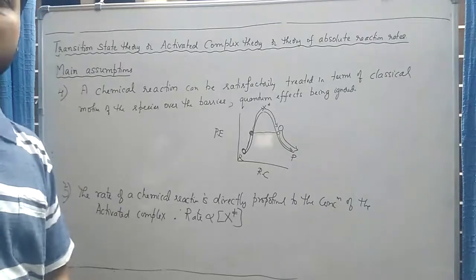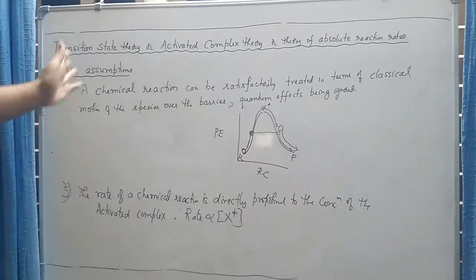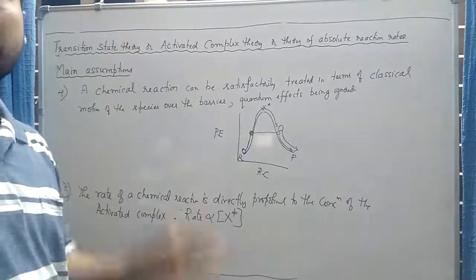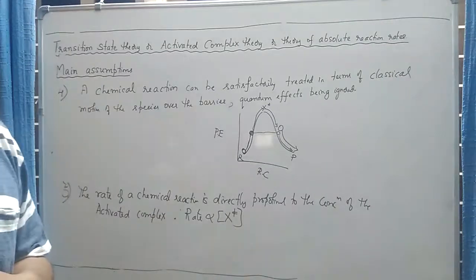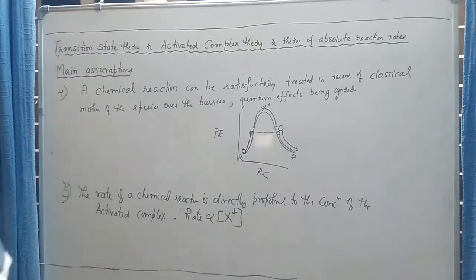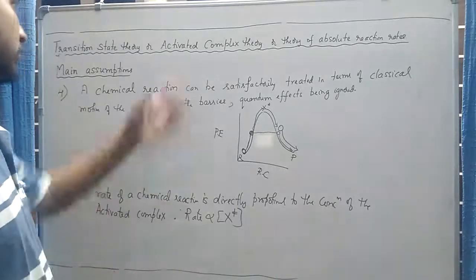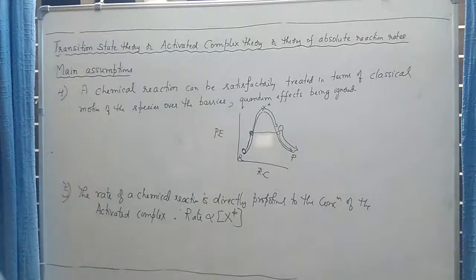There are two approaches for transition state theory. The mathematical treatment can be done either by using statistical mechanics, which is called the statistical mechanical treatment of transition state theory, or by using classical thermodynamics, which is called the classical thermodynamical treatment of activated complex theory or transition state theory. In the next classes we will discuss the statistical mechanical treatment and the classical thermodynamic treatment.